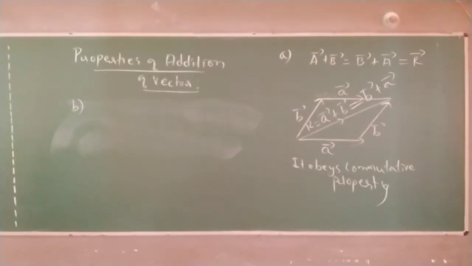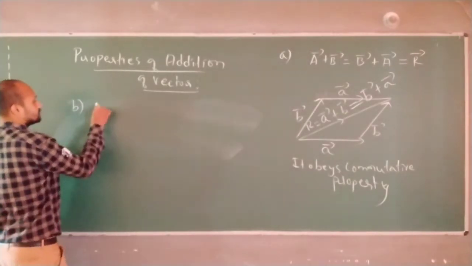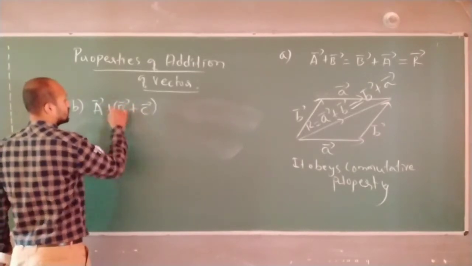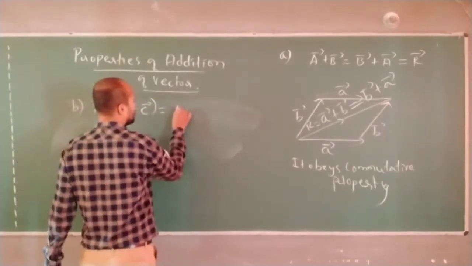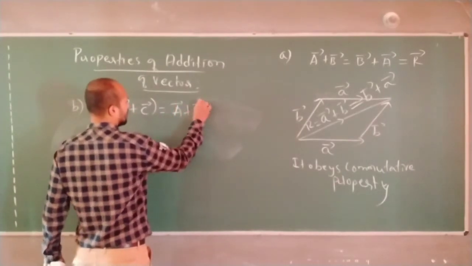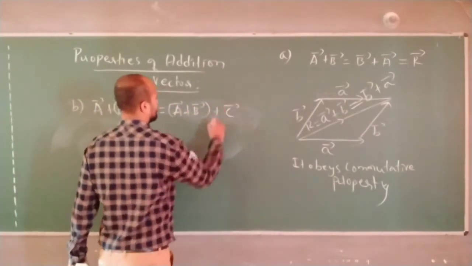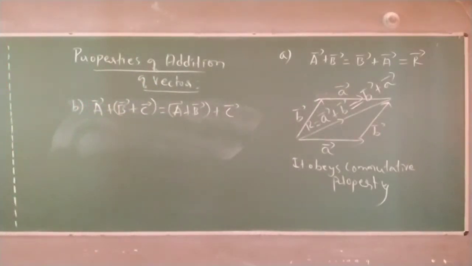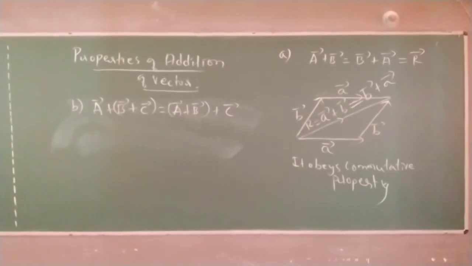We shall talk about associative property. When three or more vectors are added, then what happens? Let's say vector A plus vector B plus vector C will be equal to vector A plus vector B plus vector C, grouped differently. Got it now? This is what we call associative property. I will show in the diagram.